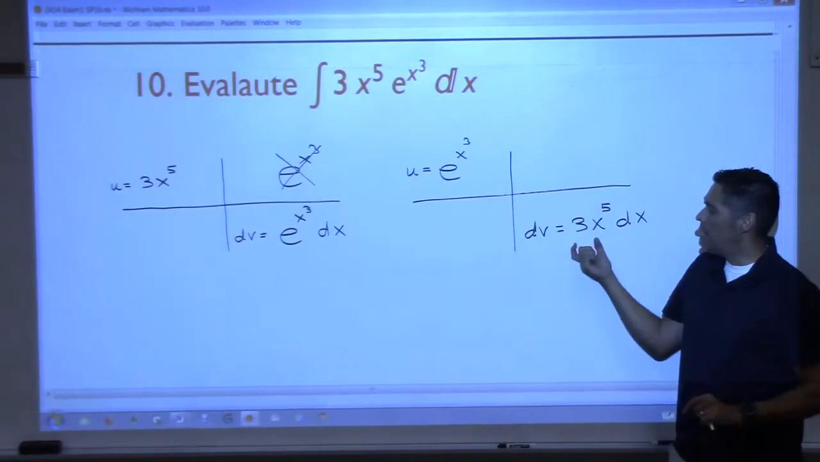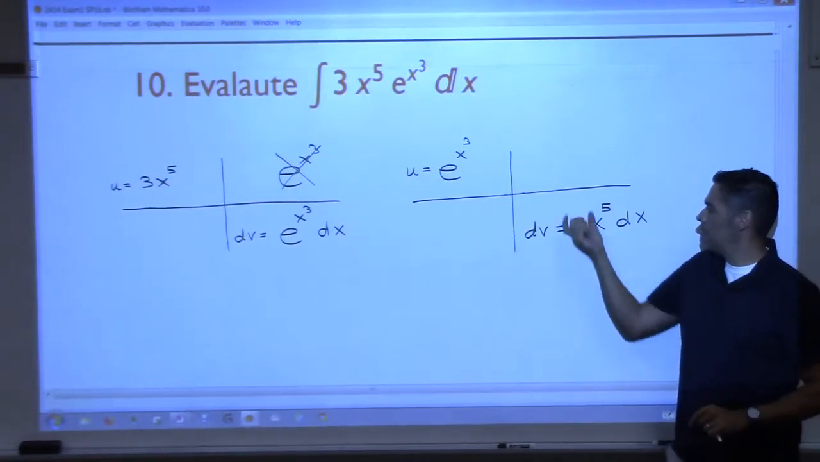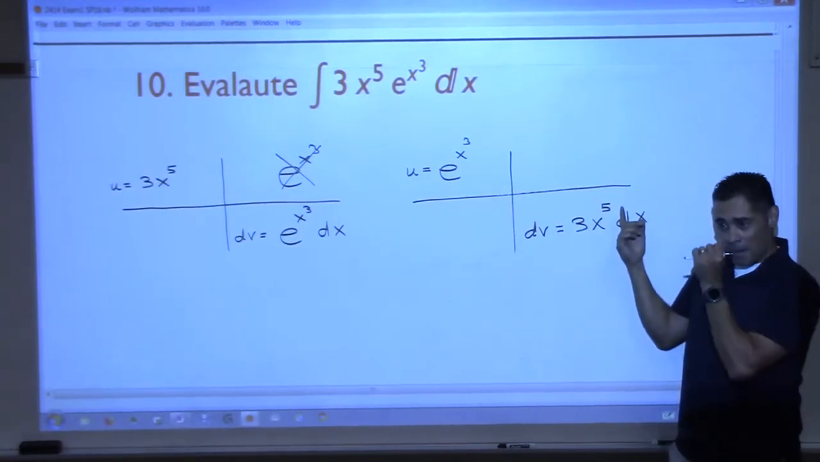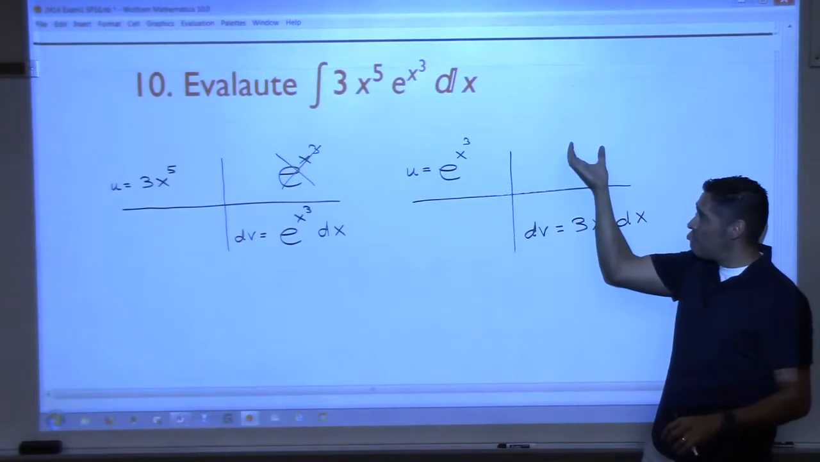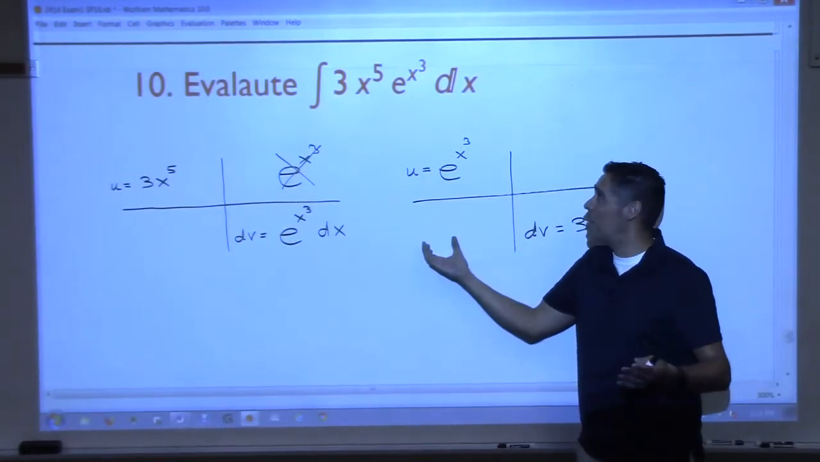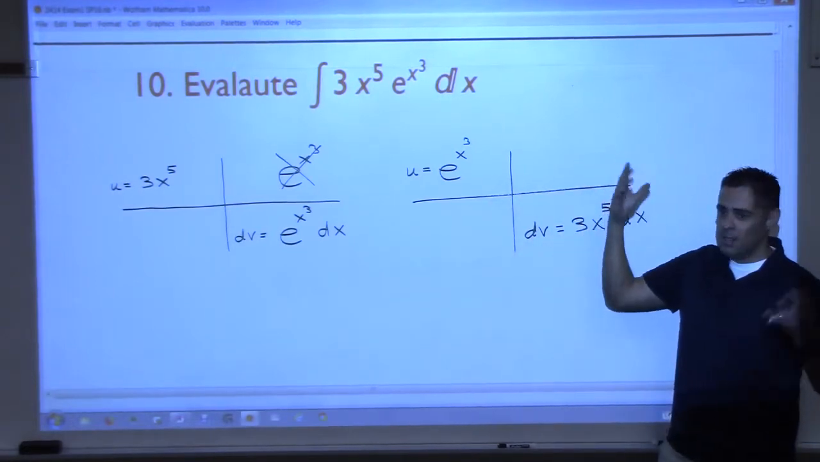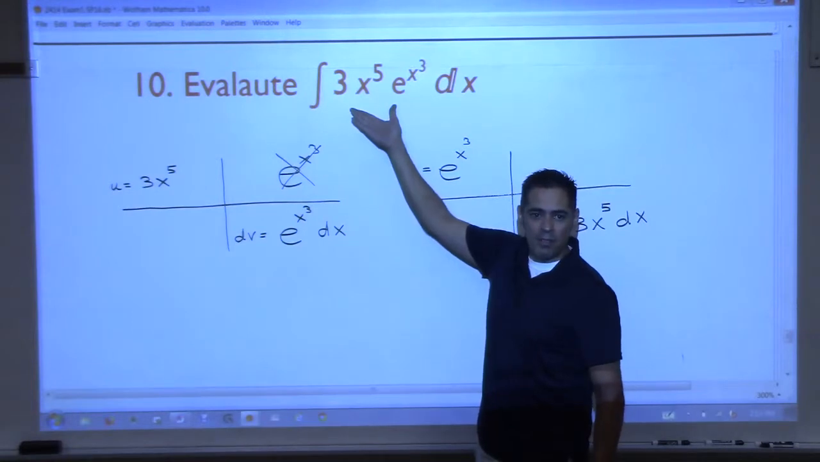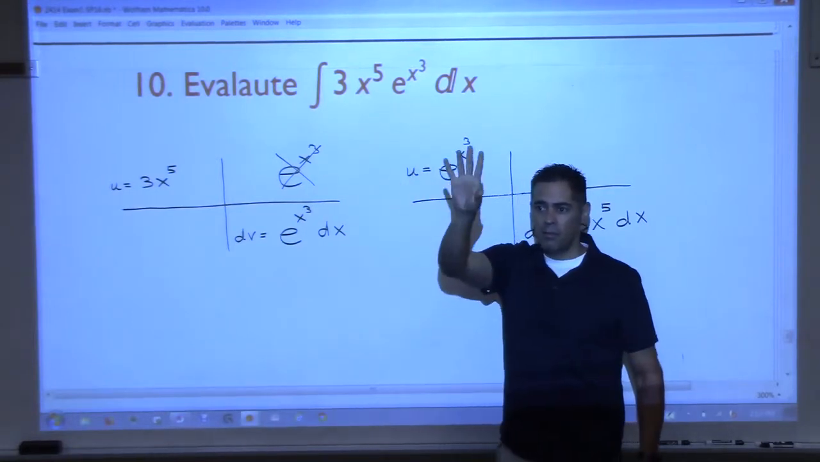Hold on. Can I integrate this? Yes, it's going to be like 3 sixths, which is 1 half, x to the sixth. So I've got an x to the sixth over here, and I've got an e to the x cubed times 3x squared, and then I'm going to hit that with an x to the sixth. I don't like that, because I think you would say that's even worse than this, right? Okay. You raise your hand.